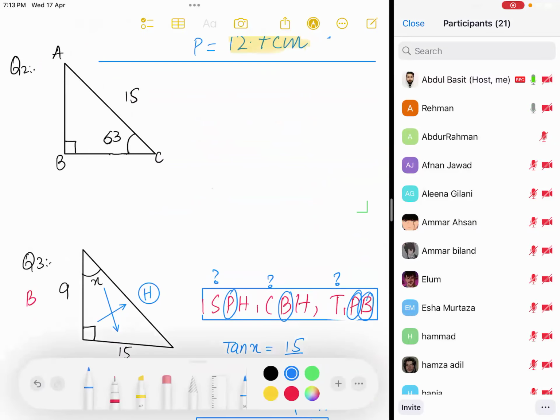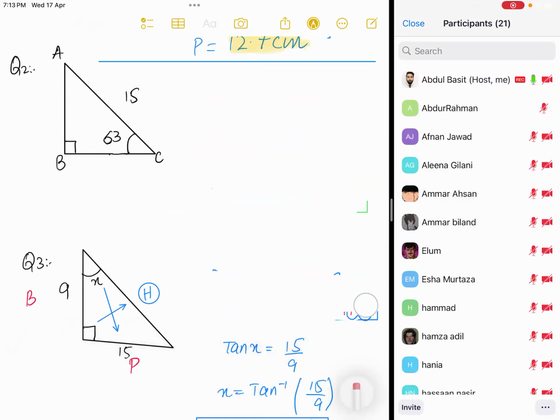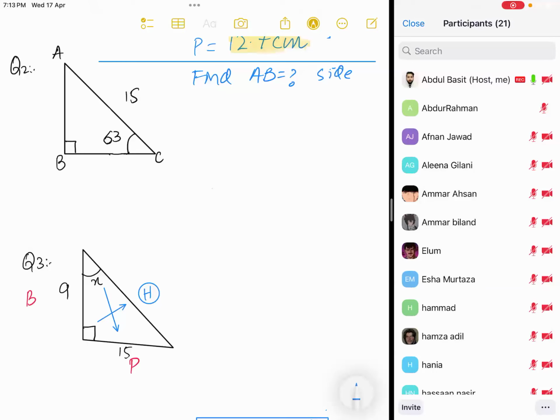Look at the second case, everyone, please pay attention. In the second case, the examiner says find AB again, that is again the same requirement of the question. I know that AB is the side, but now the problem is that I have only one side. I cannot use Pythagoras theorem here. I have to name sides.